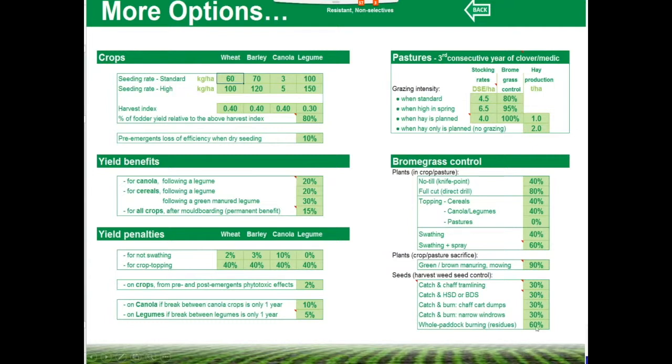And you can see down here, the 60% figure is probably a bit high for whole paddock burning, but you can see here we've assumed initially, in this case, quite low efficacies for harvest weed seed control for brome because of that factor of the potential for a lot of seed to be shed. So that's just a few of the things you can adapt, and we won't feature all of them right now. So let's just look at this simple scenario.